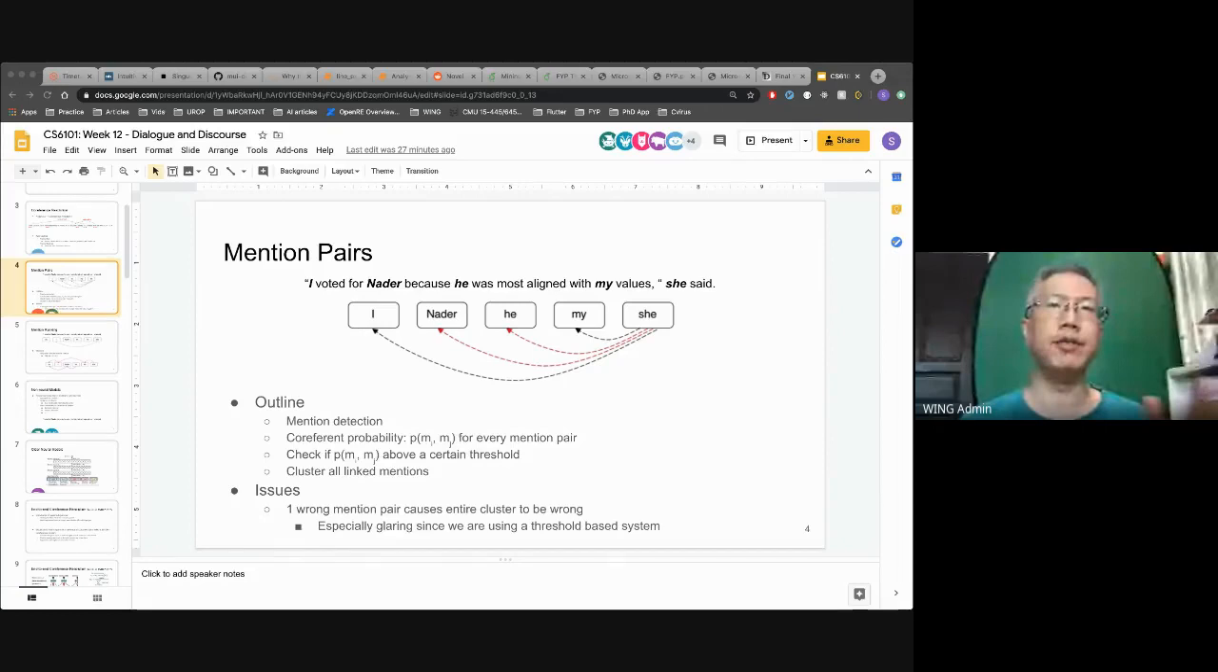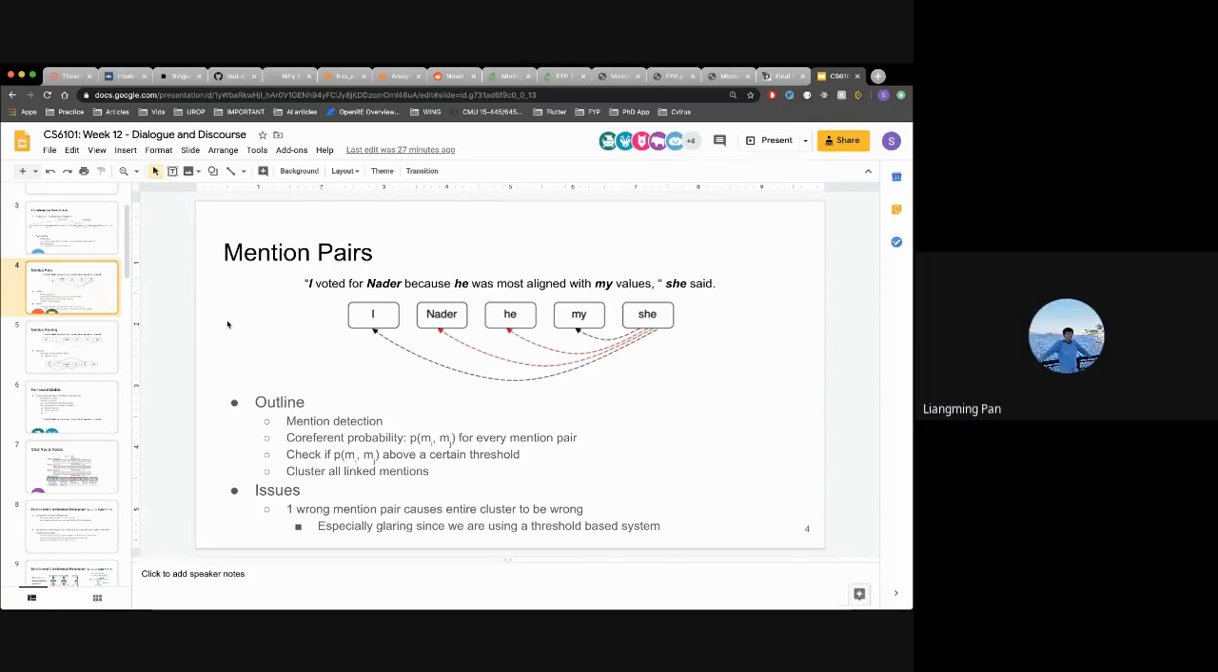So Shi Tian already started with that, right? Can anyone else think of other pieces of information that you might use to distinguish coreference? Maybe the POS tagging.